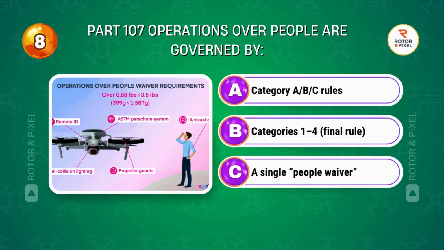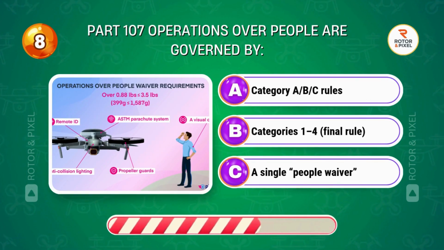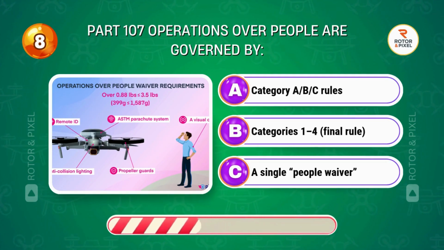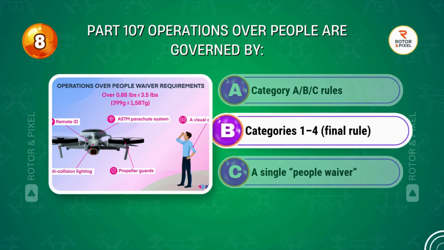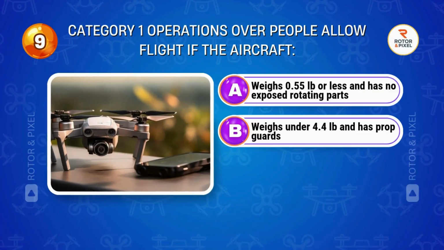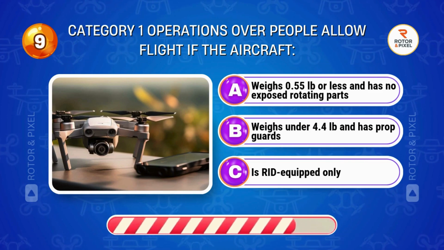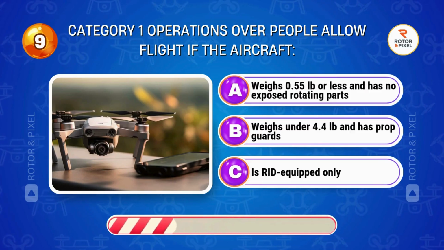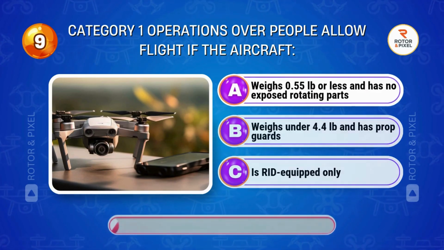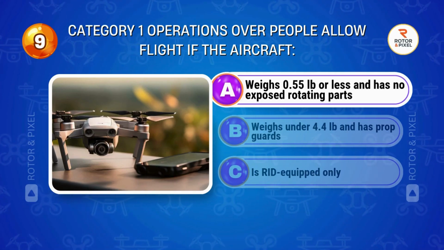Part 107 operations over people are governed by Answer B, categories 1 to 4, final rule. Category 1 operations over people allow flight if the aircraft Answer A, weighs 0.55 pounds or less and has no exposed rotating parts.